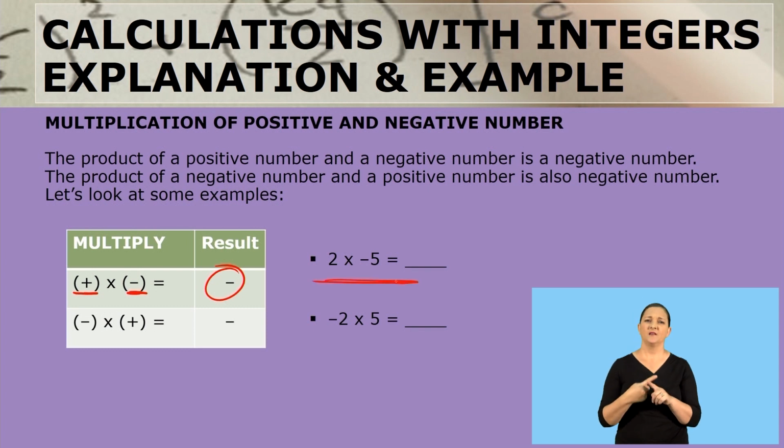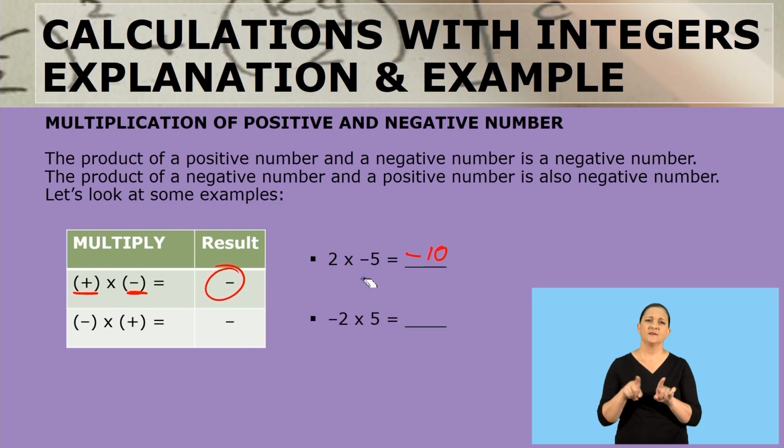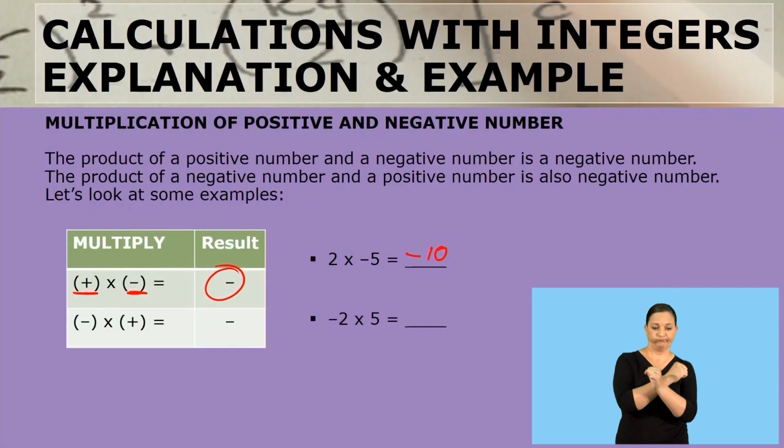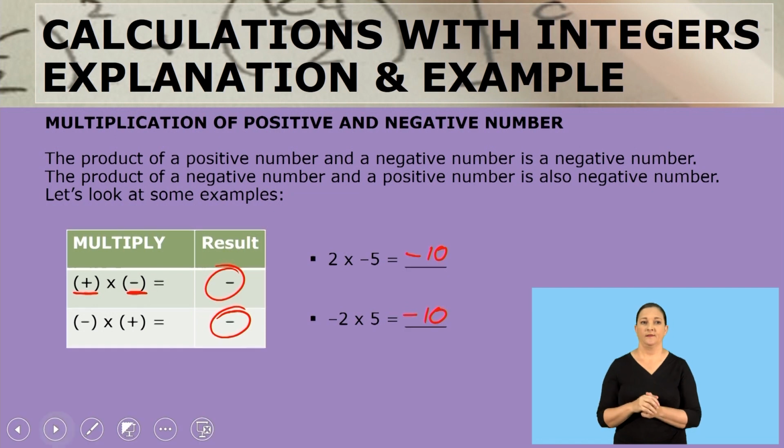An example here on the side says that a positive 2 multiplied by a negative 5. So we know that the answer is going to be negative, and then 2 multiplied by 5, if we multiply just the natural numbers, that is going to be a negative 10. The same goes for if I am multiplying a negative number with a positive number. Remember, we can swap them around because multiplication is commutative. But if I multiply a negative number with a positive number, then my answer is still going to be negative, and that answer is going to be a negative 10.